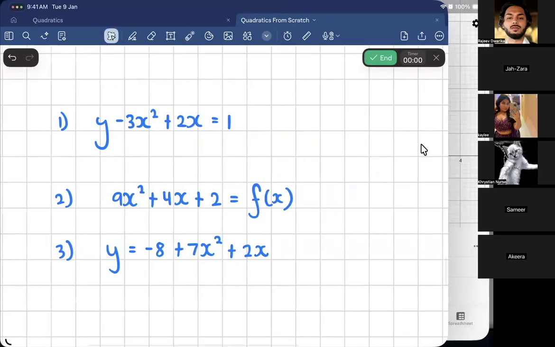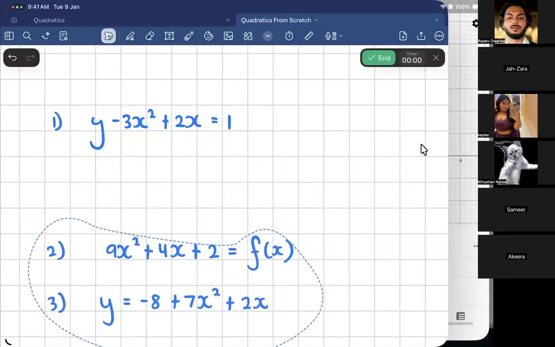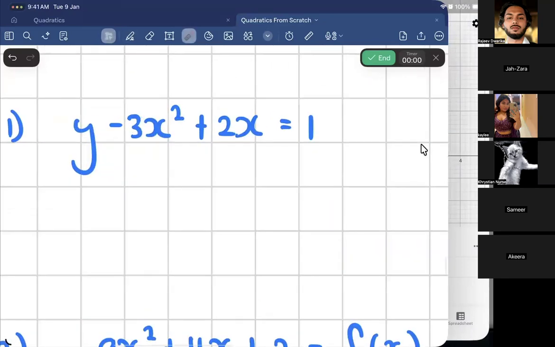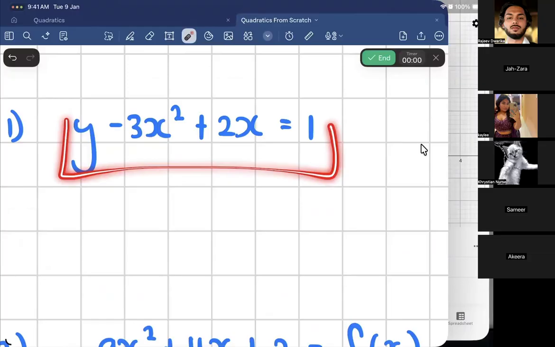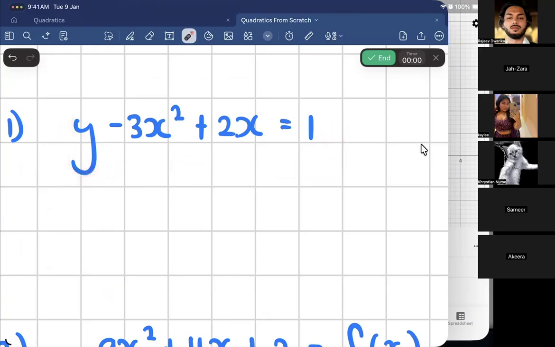But Christian, let's look at the first one. Is y the subject of the formula here? No, sir. Could somebody in class tell me, what does it mean if y is the subject of the formula? Akira, if I say y is the subject of the formula, what does that mean? Well, it's only y on one side. Exactly.